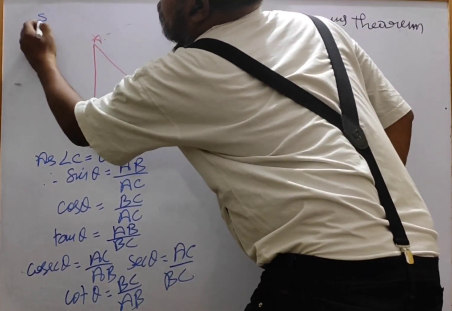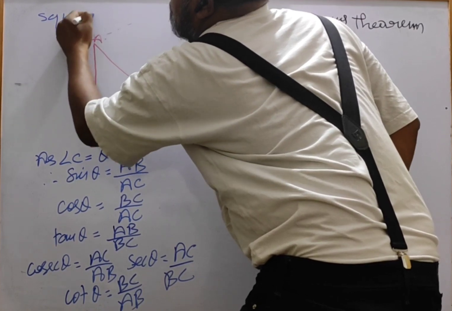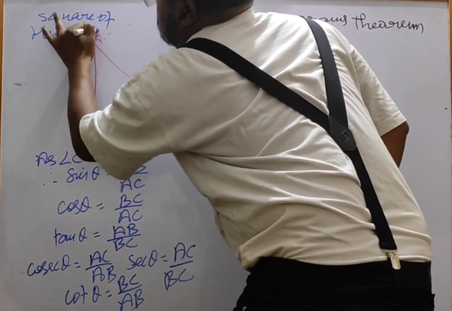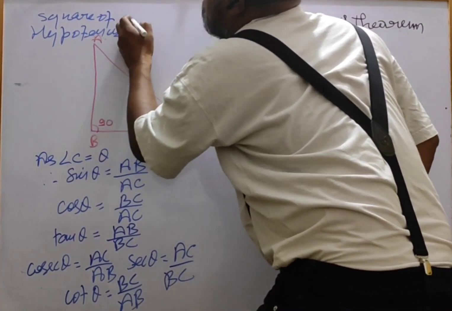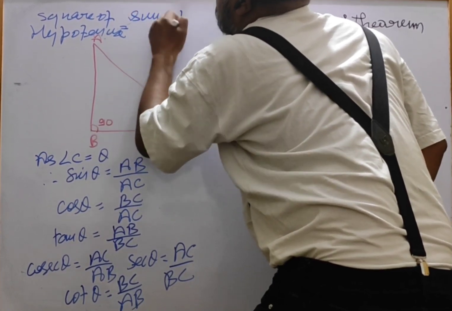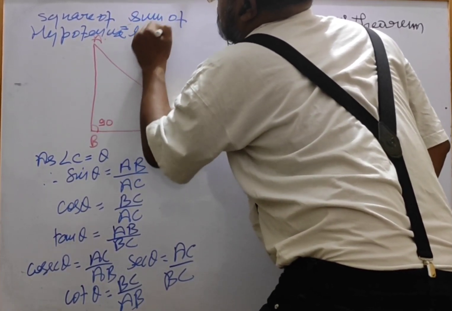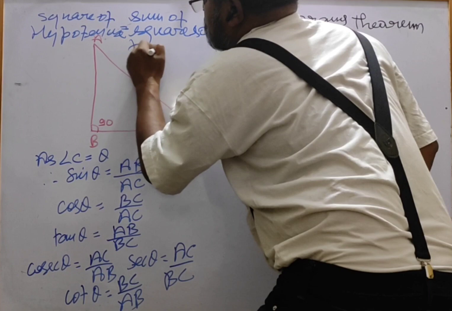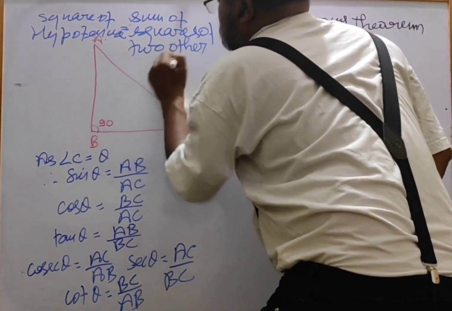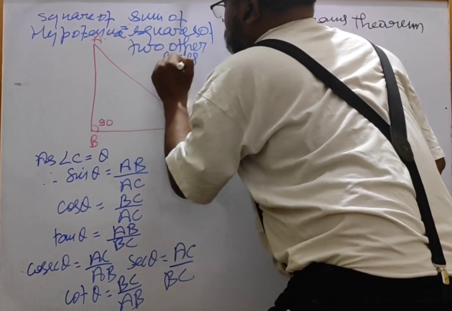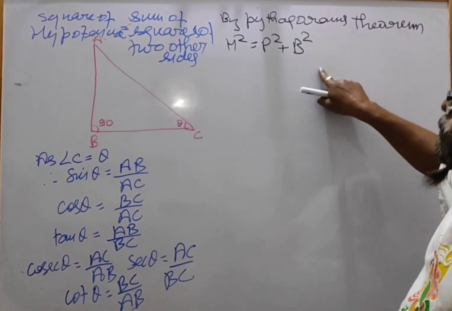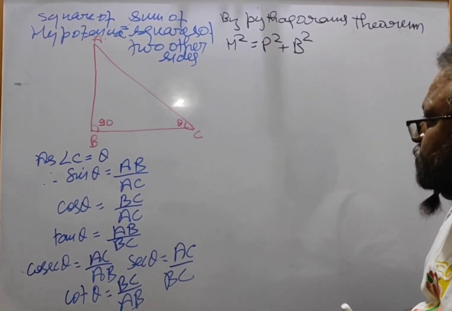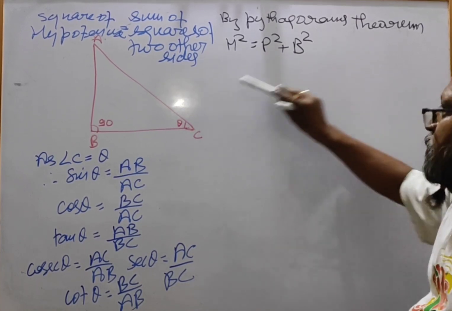The square of the hypotenuse is equal to the sum of squares of the two other sides. We are not mentioning perpendicular or base because perpendicular and base are variables. They depend upon the angle. So the theorem is like that, and we interpret it like that.